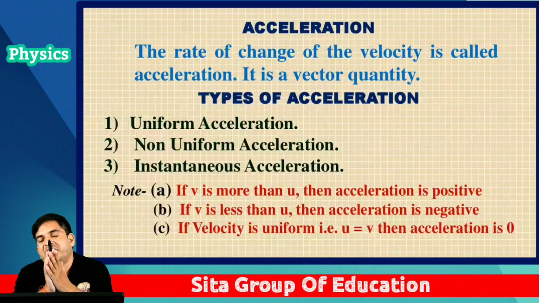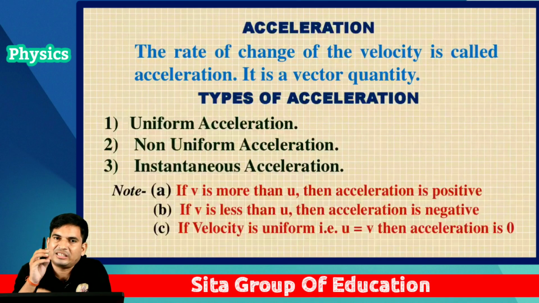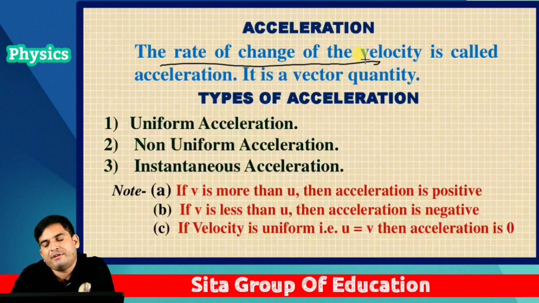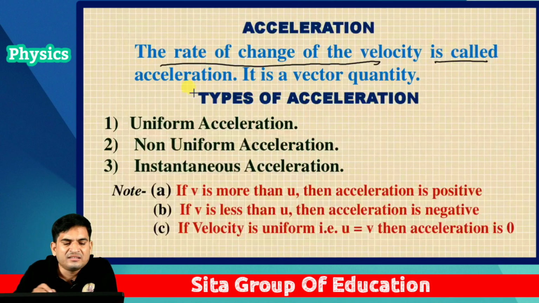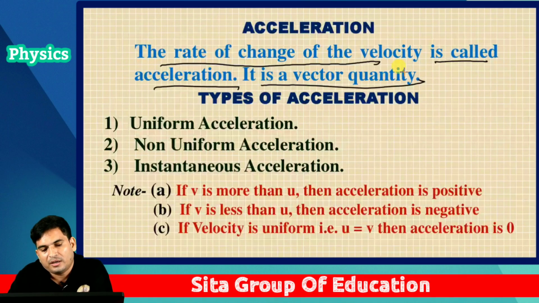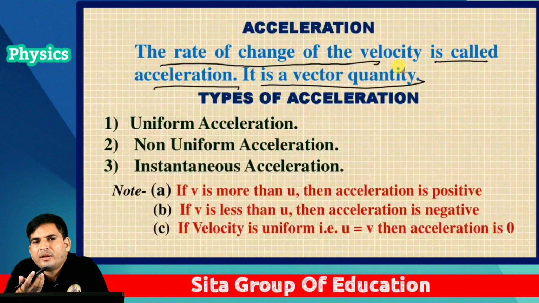Next one is the acceleration. Which type of thing is acceleration? Let us discuss. The rate of change of velocity is called acceleration. It is a vector quantity. Rate of change of velocity means there is a change in the velocity.